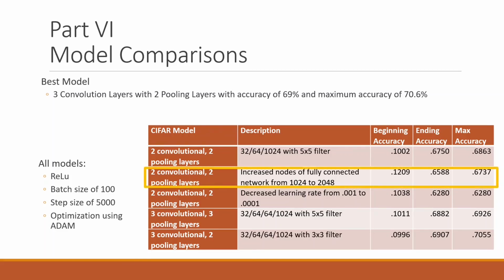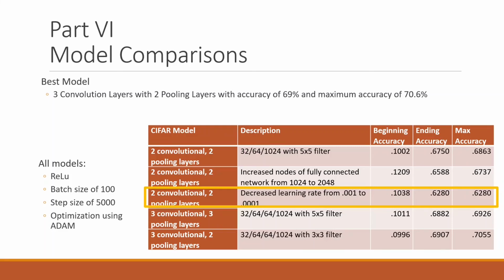In addition, there was a model with an increased number of nodes in the fully connected layer, 2,048 instead of 1,024. There was no improvement in accuracy. However, it did start with a higher beginning accuracy of 12% compared to the others starting at 10%. The worst performing model was the 7-layer model with the decreased learning rate from 0.001 to 0.0001.